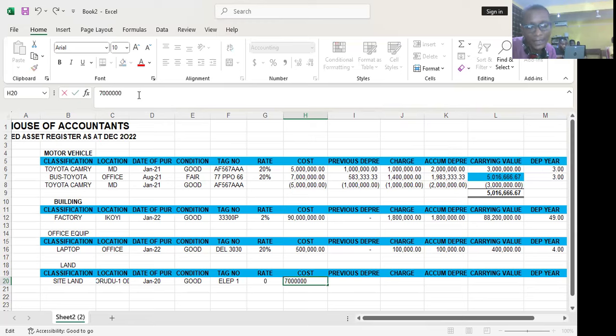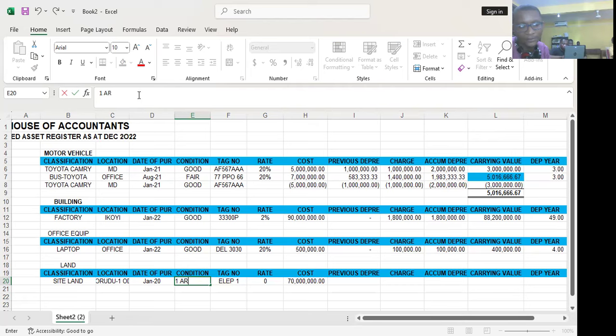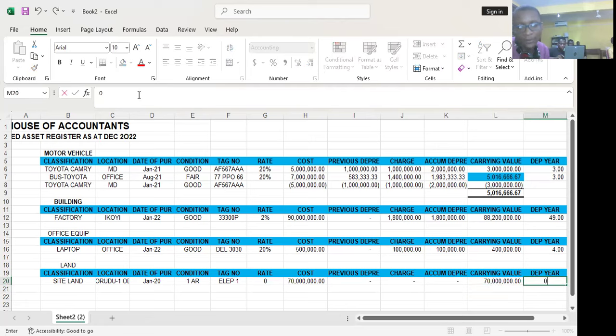So exactly. I think that should be the tag number, or that should be the condition. You can say 1 acre. You understand? 1 acre, it depends. Previously charged is 0. This year is 0. Accrued depreciation 0. Then cost minus accrued will still give you that particular figure. How many years remaining? Remains 0. So that is how to go about the fixed asset register.